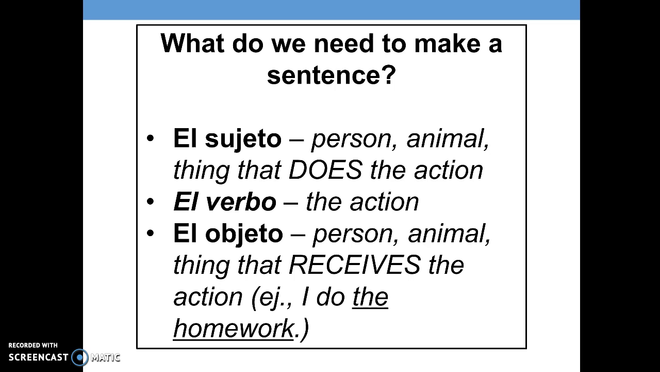And el objeto, or the object, which is not where we're focusing right now, is the person, animal, or thing that receives the action of the sentence. For example, I do the homework. The homework is the object of that sentence because it's what's being done. However, remember that at this point in time, our focus is on el sujeto, or the subject, who or what does the action, and the verb, which is the action. We'll deal with the objects of sentences in more detail later on this year.